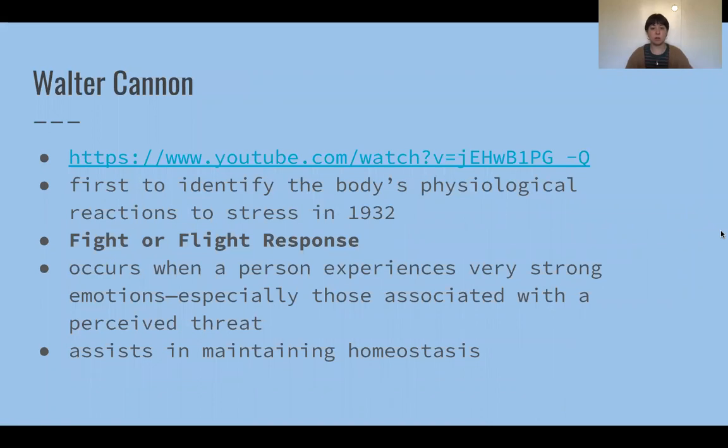So Walter Cannon, again, another YouTube video, he was the first to identify the body's physiological reactions to stress in 1932, and he identified what was known as the fight or flight response. This occurs when a person experiences very strong emotions, especially those associated with a perceived threat, and assists in maintaining our homeostasis, which, as we know, is like the body's balance.